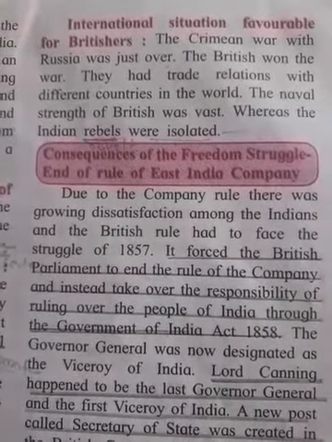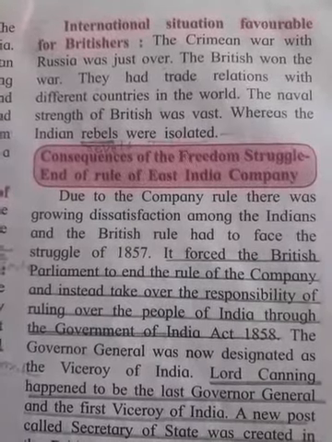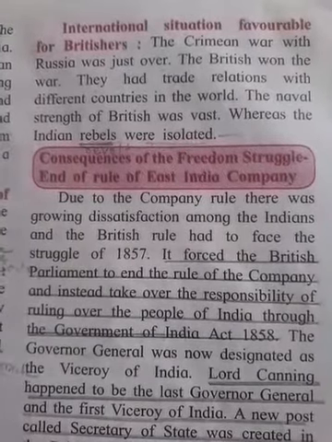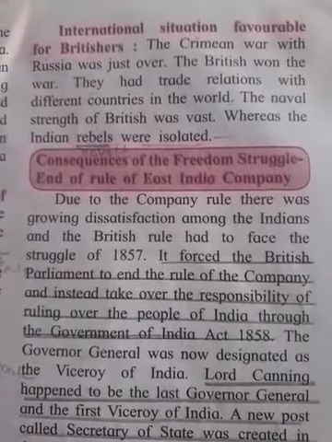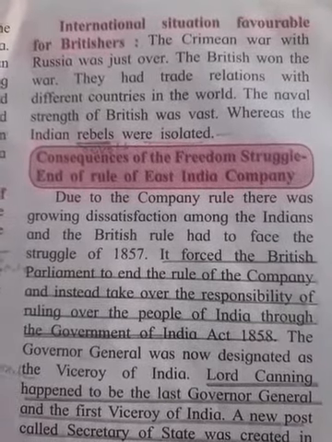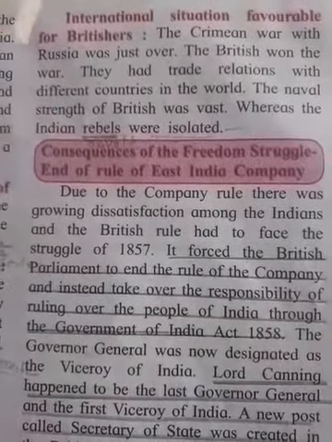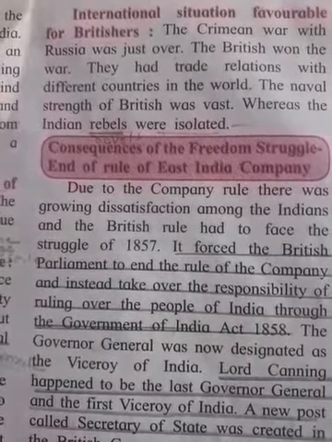And for the exam, these causes of failure of the struggle of 1857 are very important. The struggle was not comprehensive, lack of central leadership, most of the feudatory princes remained aloof, lack of military tactics, and international situation favorable for Britishers. These are the main points.